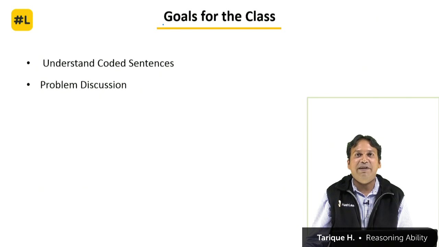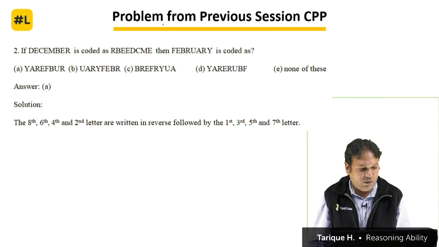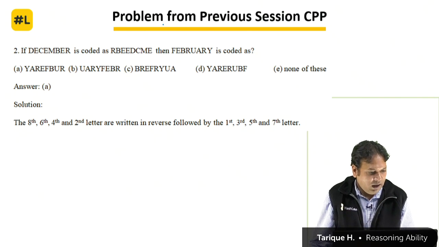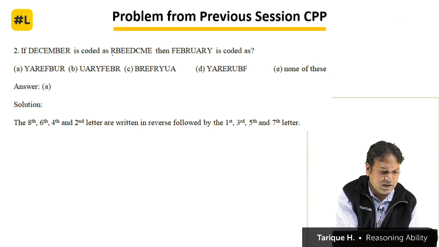Now before we begin with the main topic, we'll just go through the previous question from the previous CPP that most students found difficult. So you can see the question on the screen. The question says if December is coded as RBEE DCME, so this is the code given to you here.